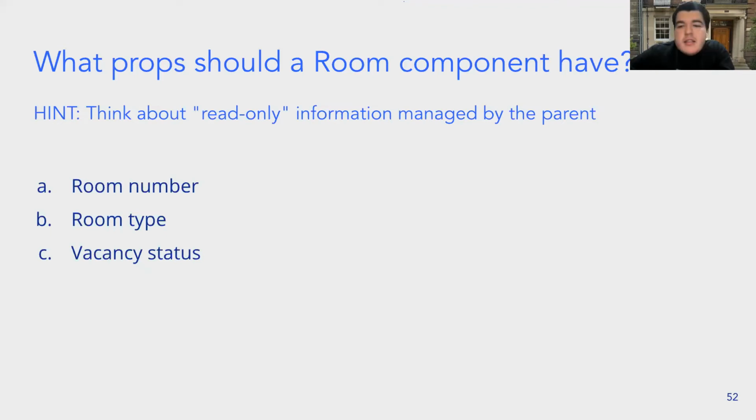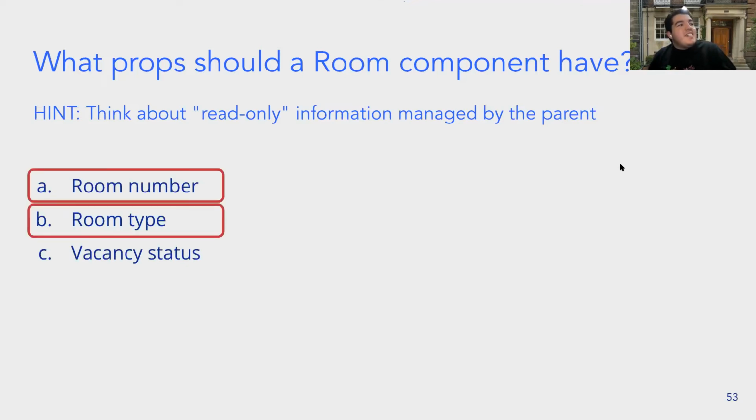Yeah, see, people think it's vacancy status. Someone says number and type. So the correct answer here is room number and type, not vacancy status. So the correct answer here is the room number and the room type.